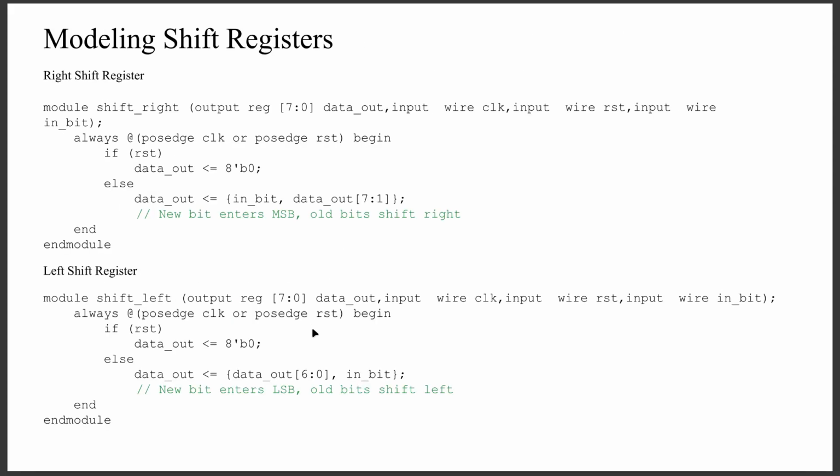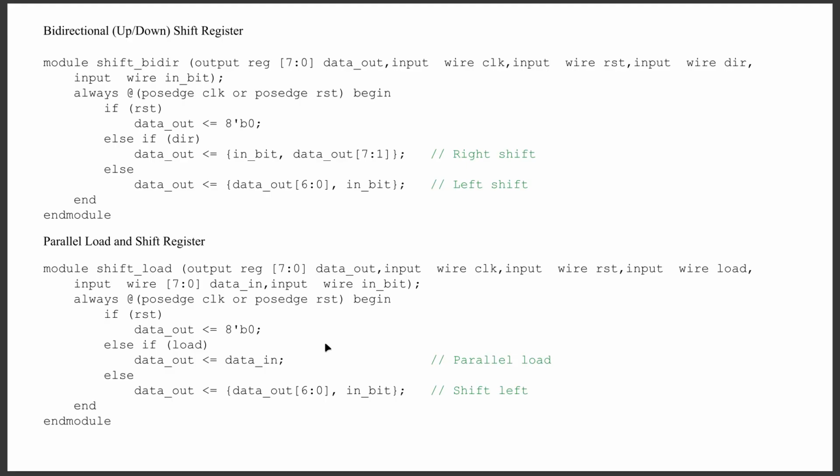Modeling shift registers. Here's an example of a right shift register. We're going to shift the bits to the right. We set data out equal to the in bit concatenated with the upper 7 bits of data out. The new bit enters the most significant bit, and old bits shift to the right. Similarly, for a left shift register, the new bit enters the least significant bit, and the old bits shift left.